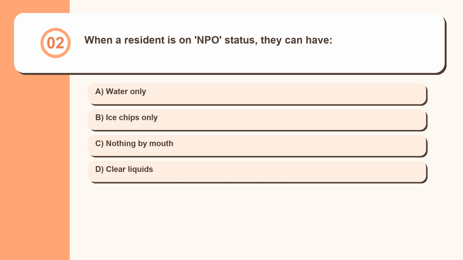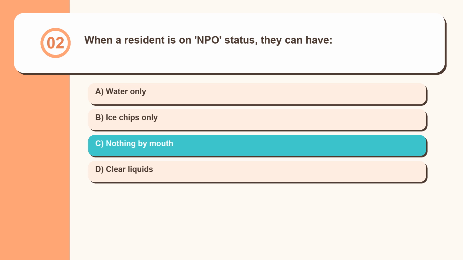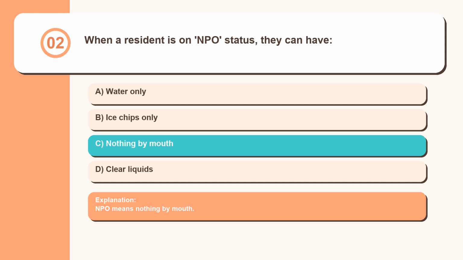Question 2. When a resident is on NPO status, they can have: water only, ice chips only, nothing by mouth, or clear liquids. NPO means nothing by mouth.